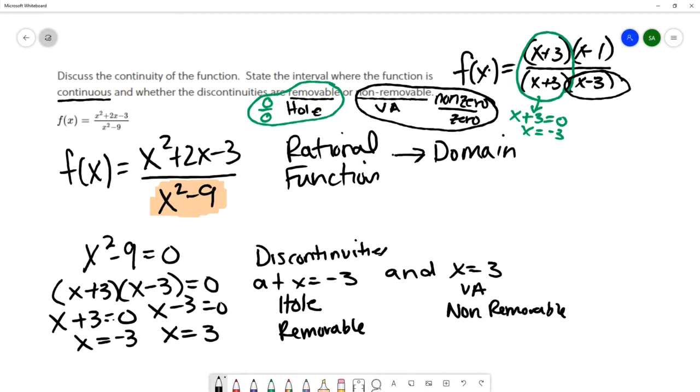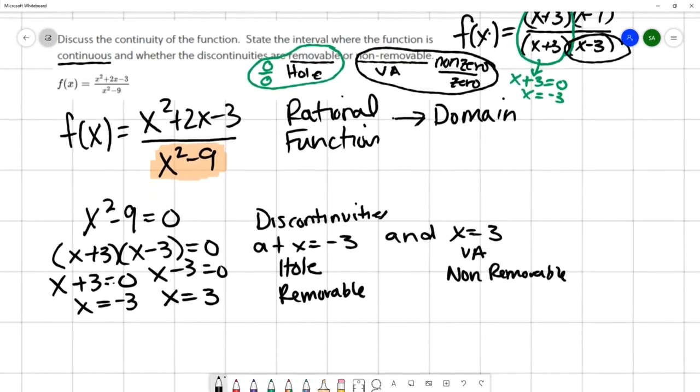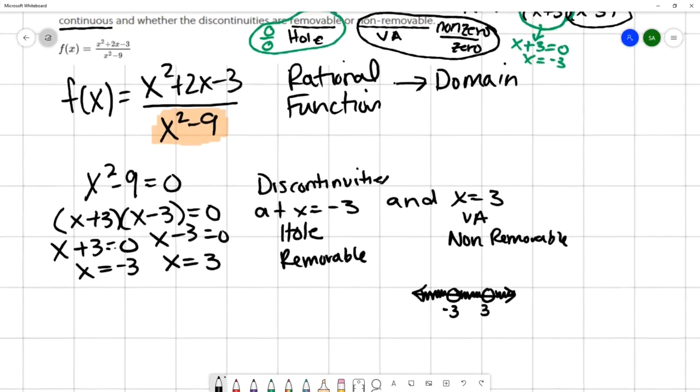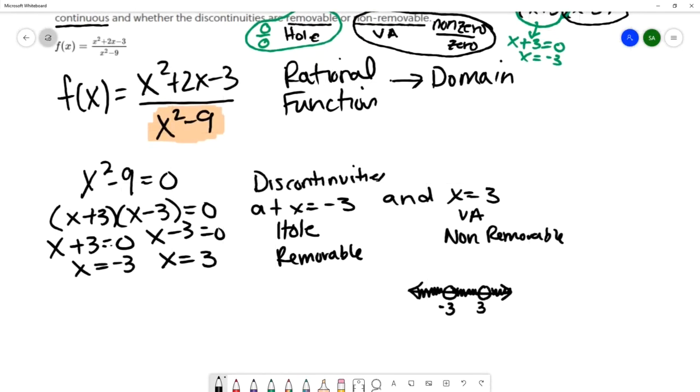So I figured out where my discontinuities are, and the function will be continuous at all other real numbers. Maybe I can draw this on a number line. I know that I have discontinuities at negative 3 and at positive 3, but at every other real number, my function will be continuous. The function value will equal the limit value, and that's the criteria for being continuous. So my function will be continuous on the interval negative infinity to negative 3, union with negative 3 to 3, union with 3 to infinity.